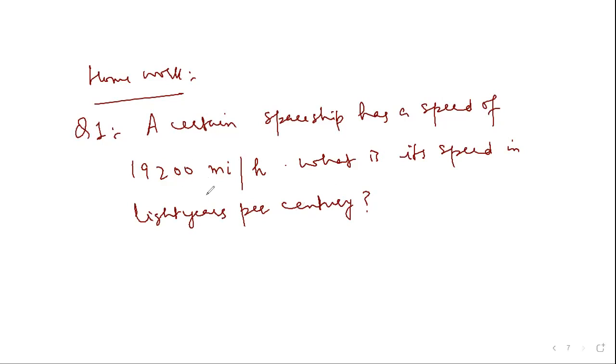We have to just convert the speed from mile per hour unit to light years per century. We have to convert this mile. Mile is a unit of distance. Light year is also a unit of distance. Light year is the distance traveled by light in 1 year in vacuum. We have to go from mile to light year and hour to century. This is your question number 1.